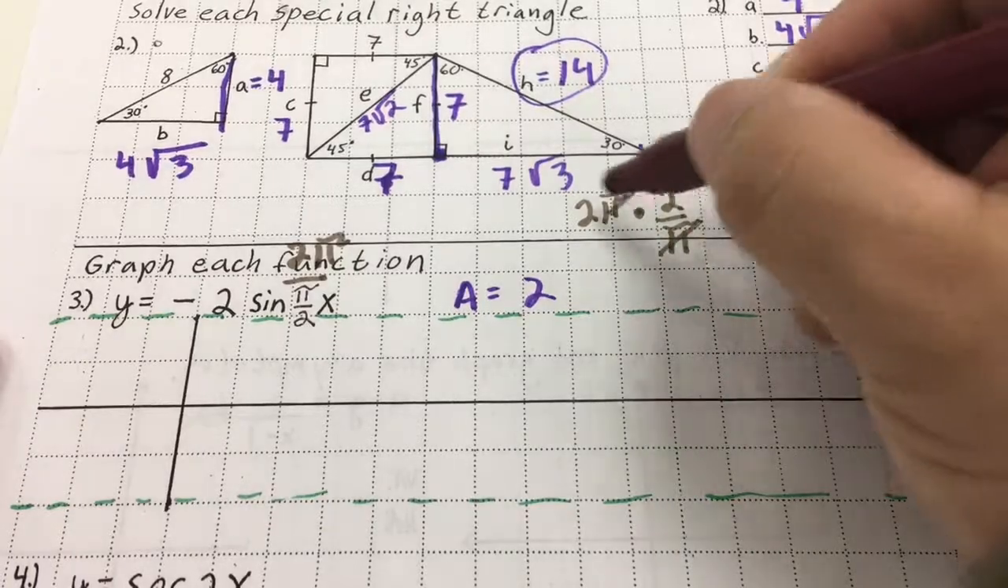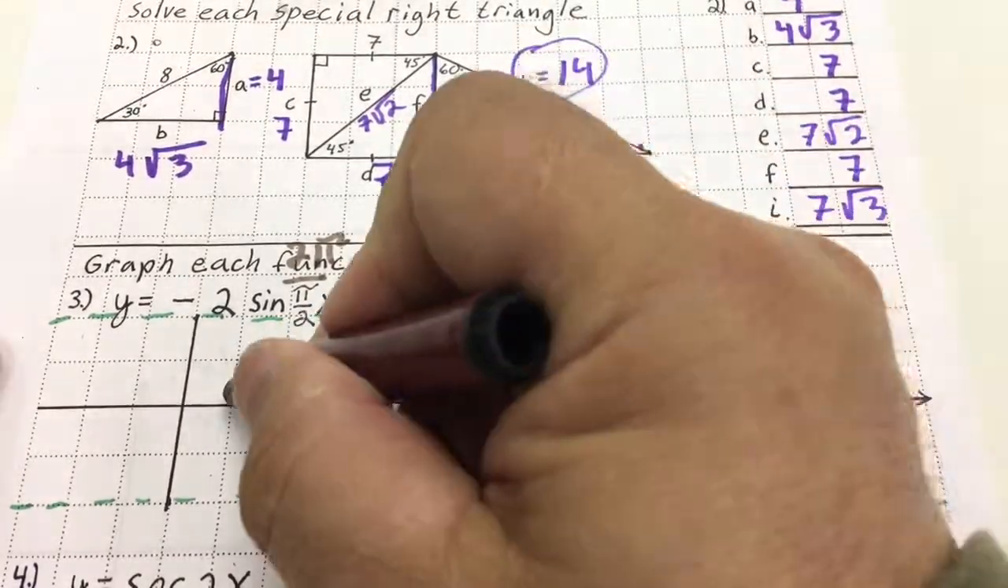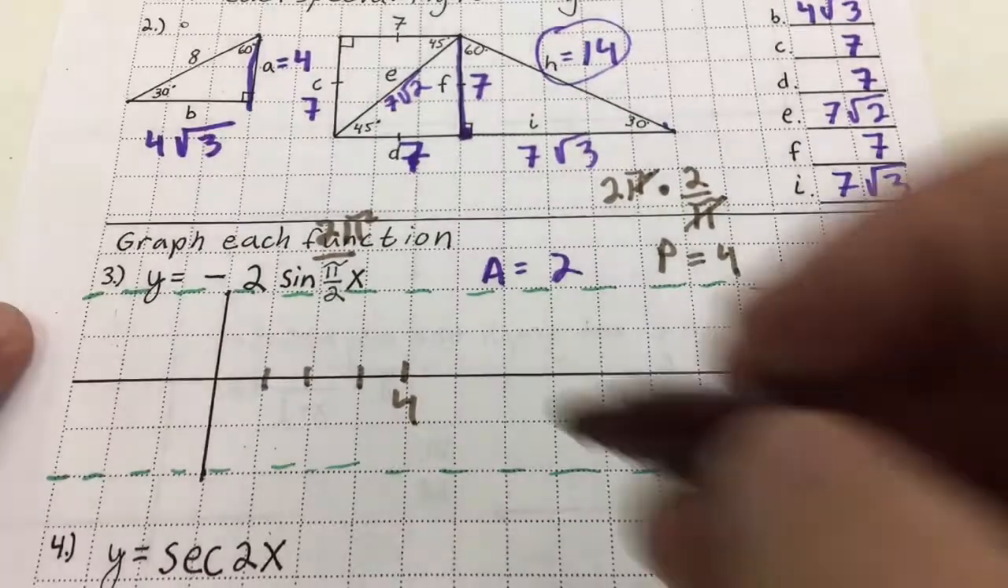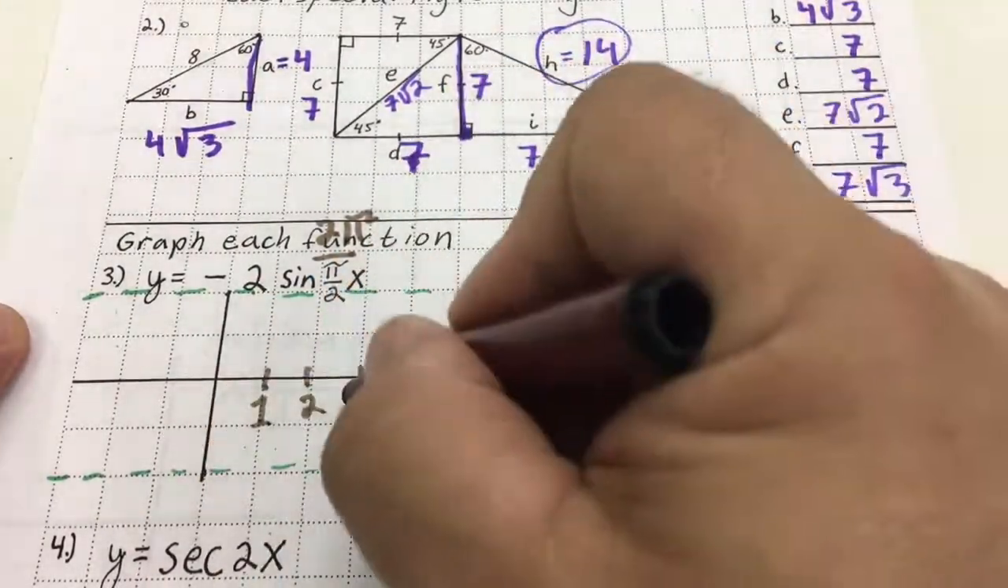And notice the pi's will cancel out, and that will give me 4. So the period equals 4. I'm going to go out 1, 2, 3, 4, and place a 4 there. Take half of 4, that will give me 2. Half of 2, that will give me 1. And I know that's going to be 3.